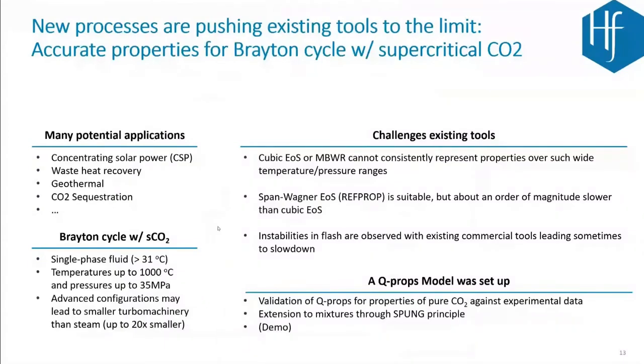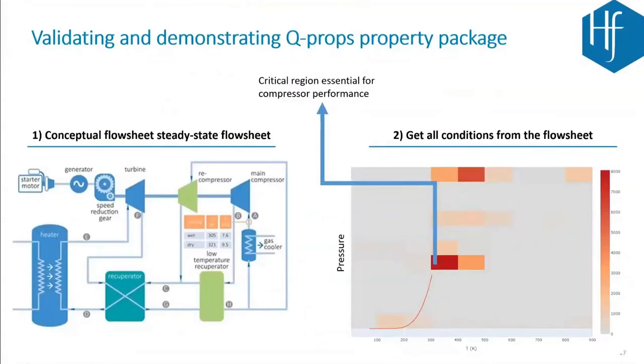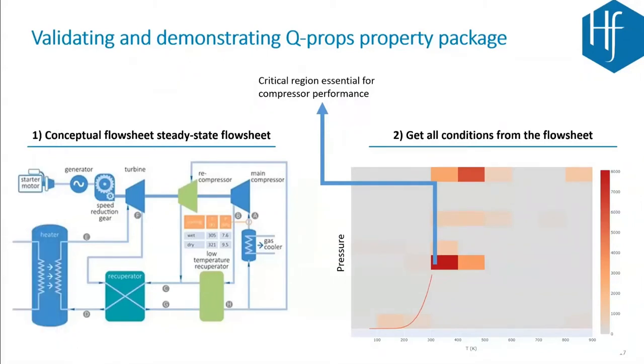Once we have those properties, we're now able to export it and include it in a flow sheet simulation. What we start by doing is essentially to look at a simulation. Well, we set up the process simulation, and then we can look at what are the different conditions that are occurring in the flow sheet.